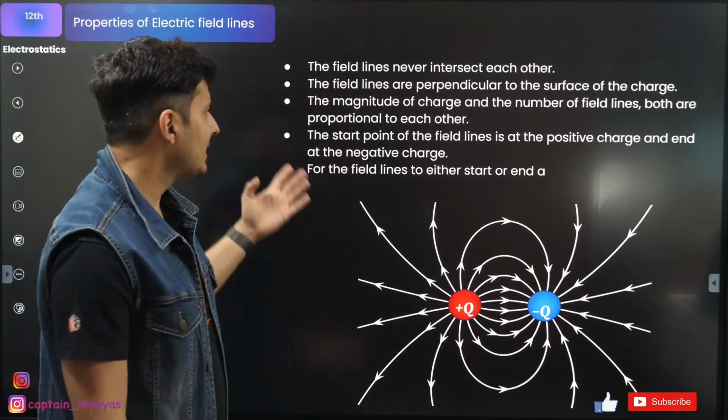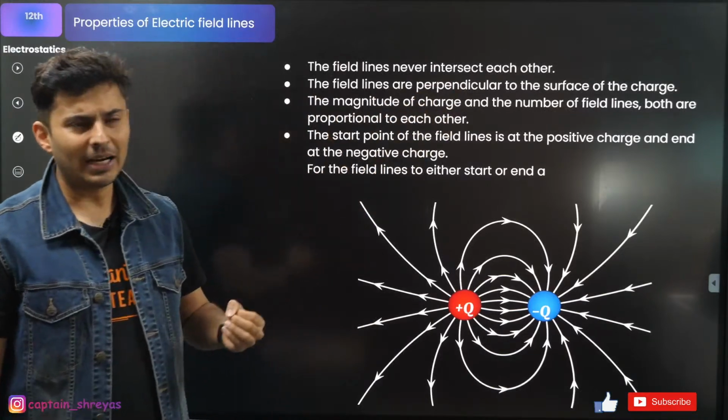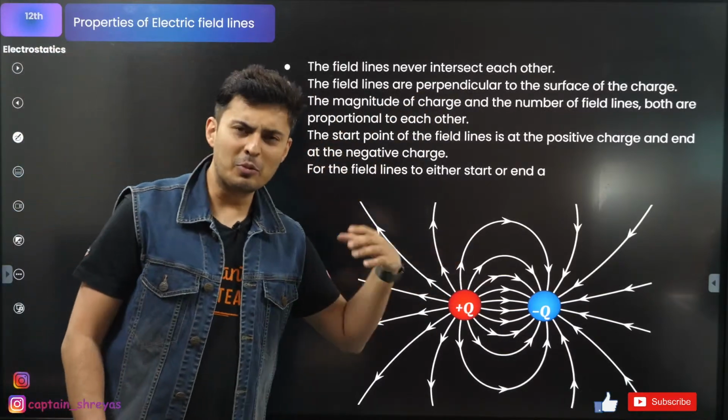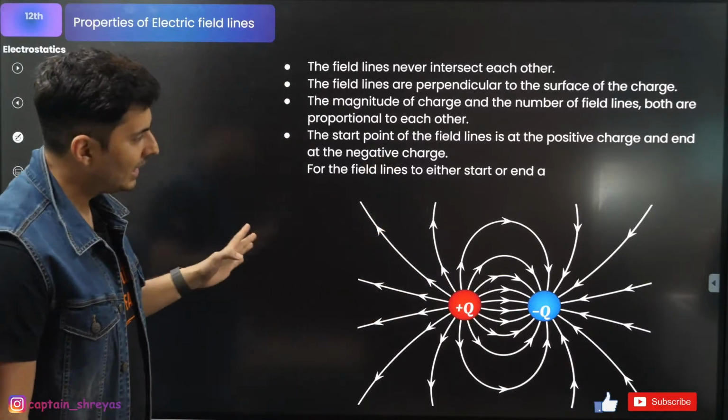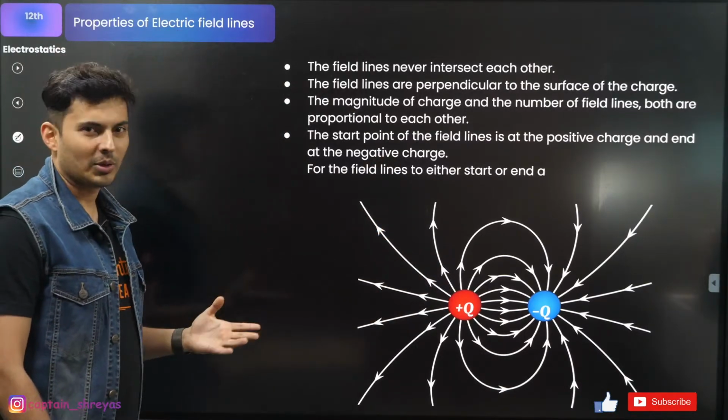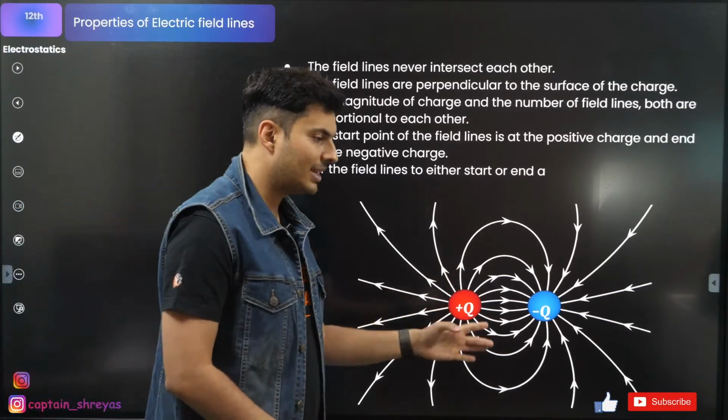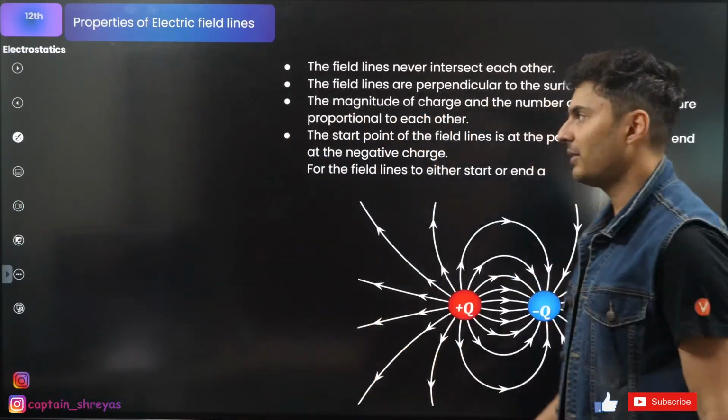And yes, one last thing is that the field lines are always perpendicular to the surface of the charge. We'll come to more of that when we discuss conductors, okay? So don't worry about that perpendicularity now. We'll discuss more about it during conductors. So these are the main things which you should definitely know.